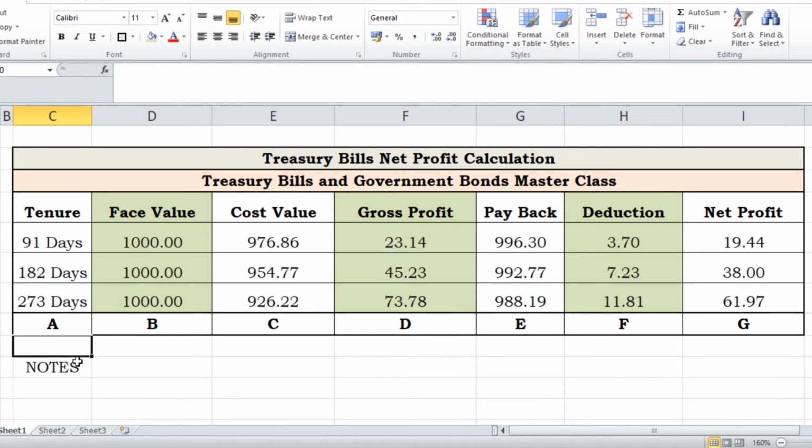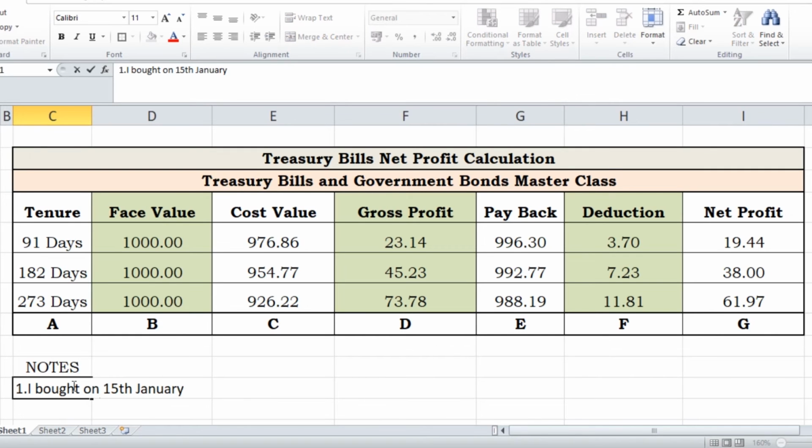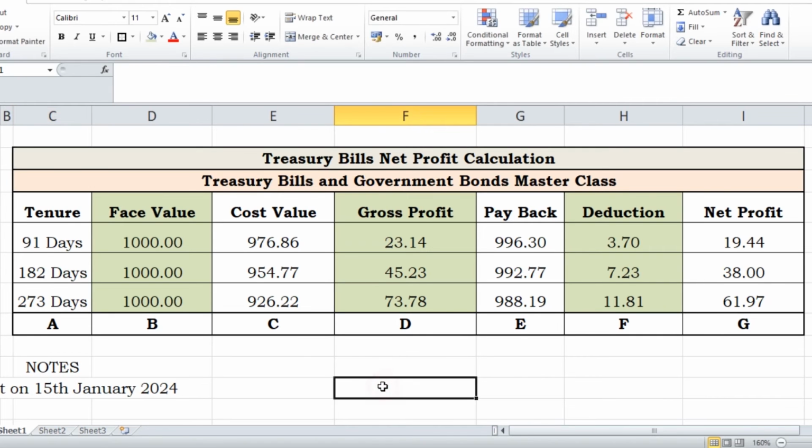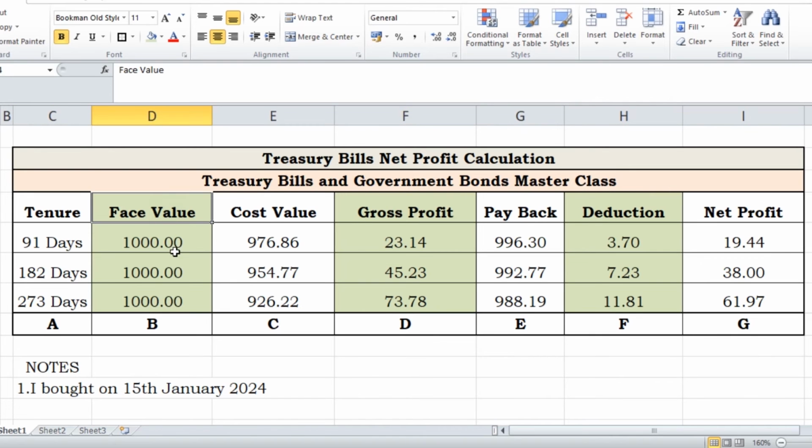I'll put the notes here. So I bought these on all of them. I bought them on 15th January 2024. The cost value which you are seeing here, because this is the face value, so this is the amount that I expect to be paid when this particular treasury bill matures.